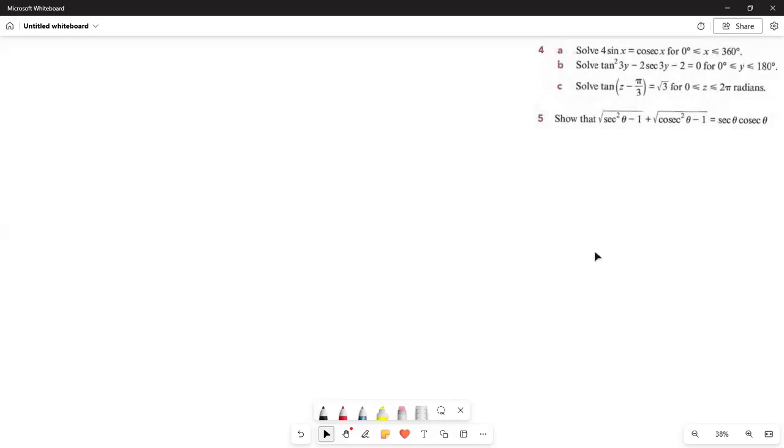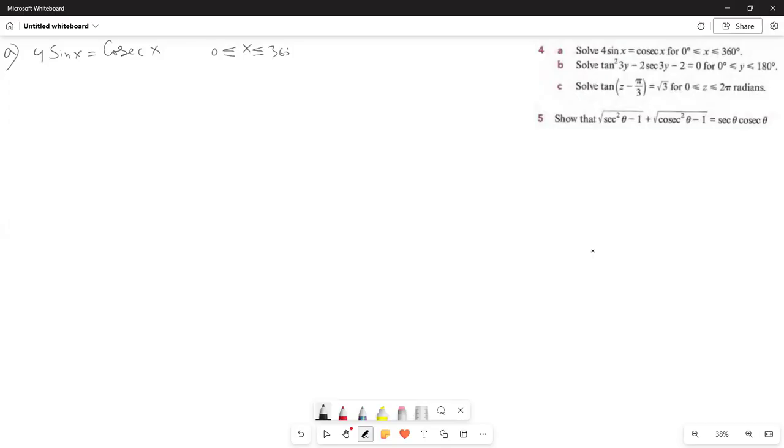Today we will solve question number 4 and 5. Okay, so let's start with question number 4a. Solve this equation: 4 sine x equals cosecant x. And we have to find a solution where x is between 0 and 360 degrees.